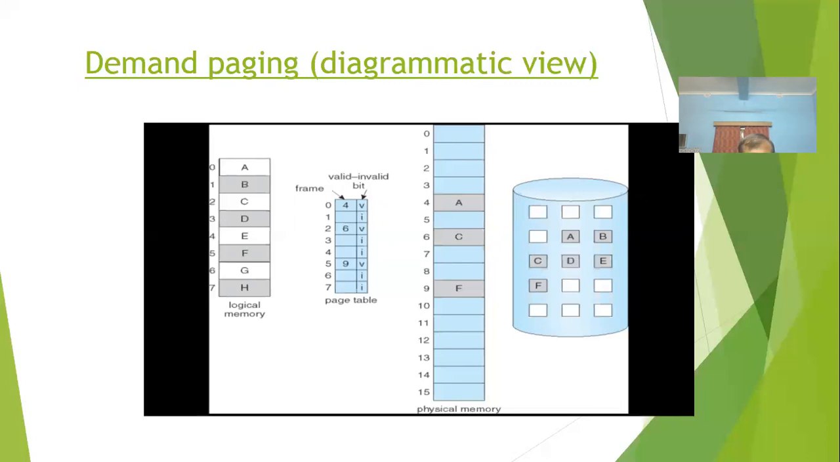So the valid-invalid bit in this case signifies the legality of the requests. Here you can see that page 0 is stored in frame number 4, and in frame number 4 we have the content A. In the same way, logical page 2 is stored in frame number 6, and logical page 5 is stored at frame number 9. And the rest of the bits are invalid bits. So in this way, it is shown here.